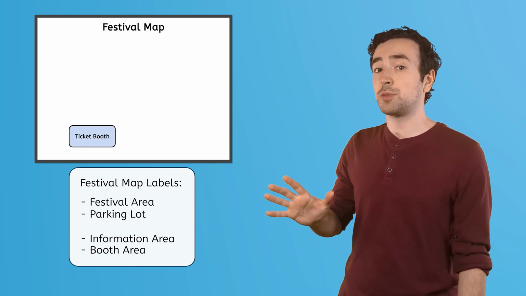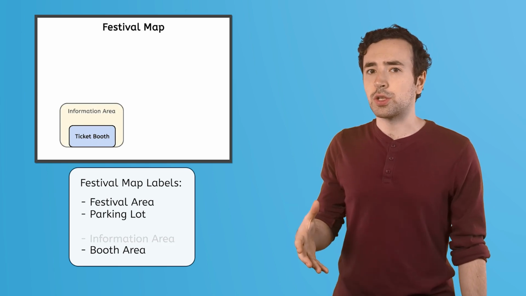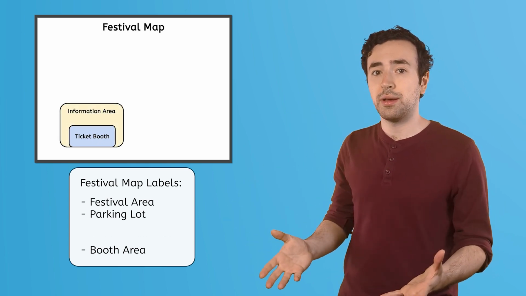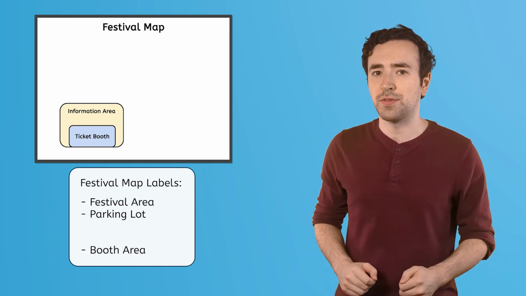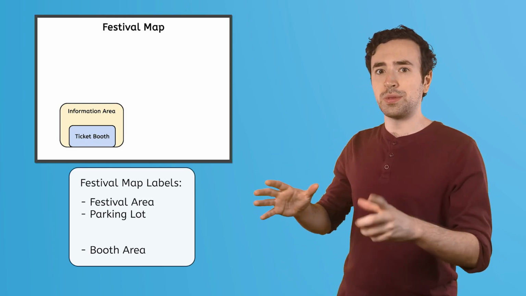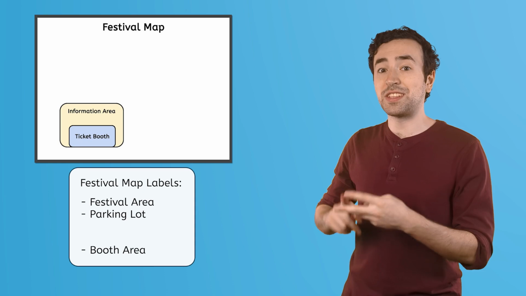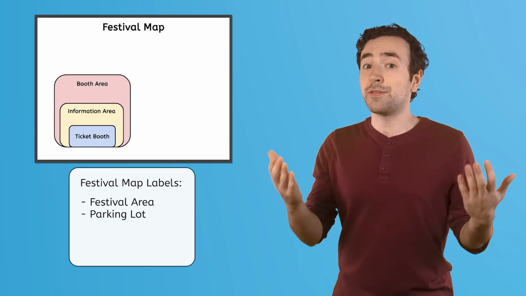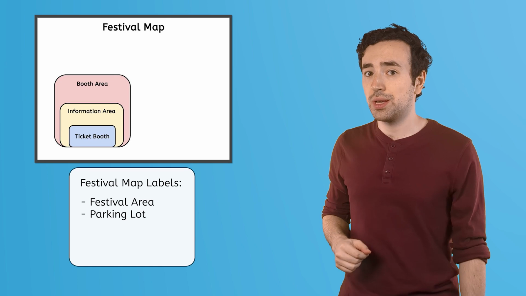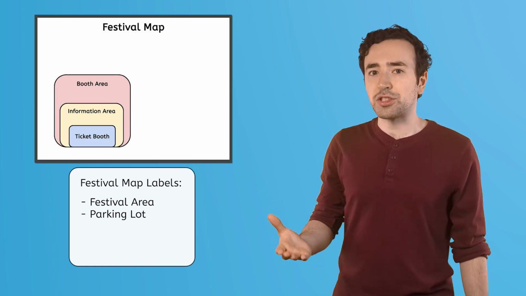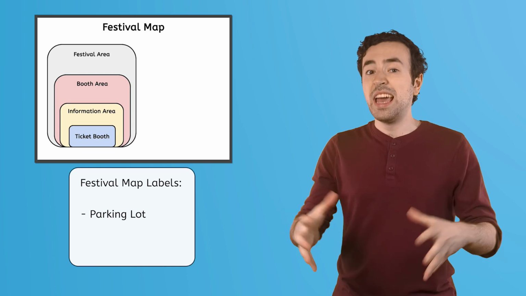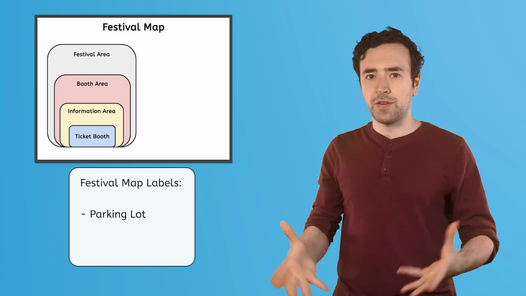The ticket booth is part of the information area, so I'll place the information circle around the ticket area. The most important part of the festival, though, is the area with all of the booths, like the food, craft, and game booths. The booth area also includes the information area and ticket booths. And of course, all of these mentioned categories are inside the festival, so the festival area encompasses the entire festival.